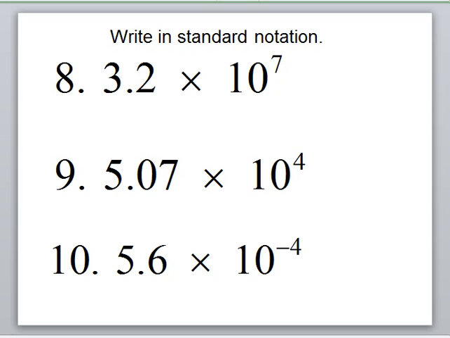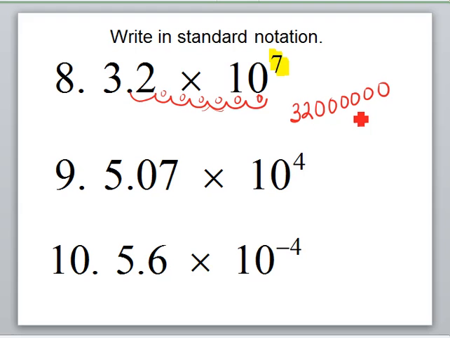And so we have 10 to the 7th power. Since this is a really, really big number we're multiplying by, we want to make our 3.2 really, really big. So we're going to move it 1, 2, 3, 4, 5, 6, 7 places to the right. So I get 3, 2, 0. I'm filling in all these with zeros. So I end up having 6 zeros here. 1, 2, 3, 4, 5, 6 zeros.